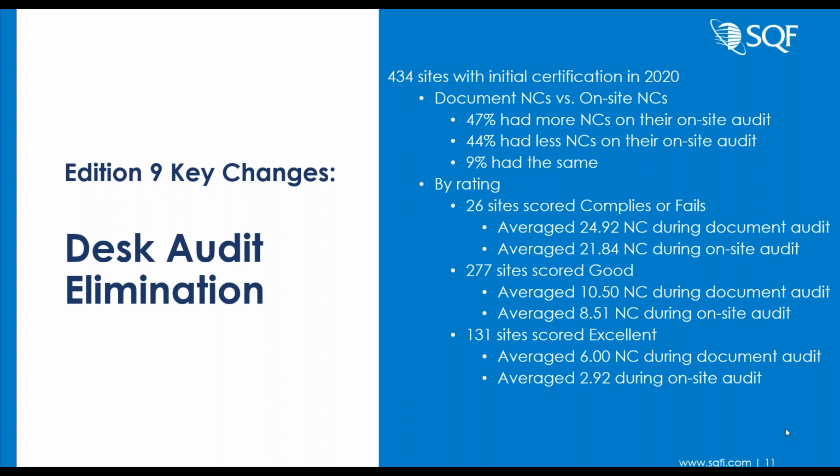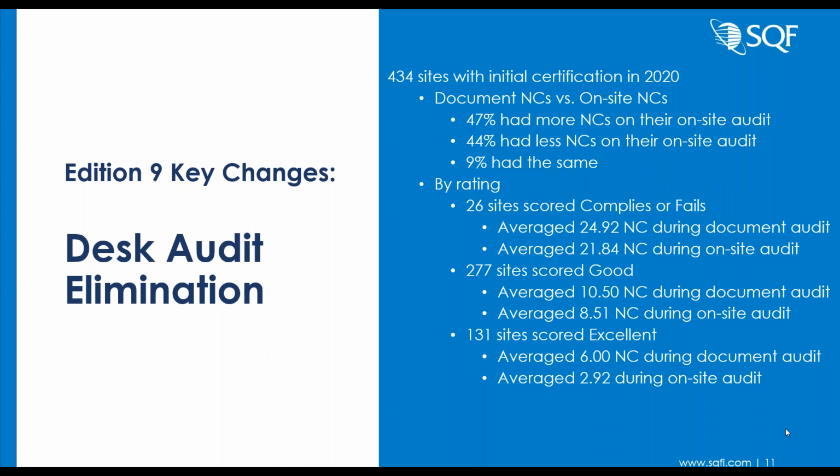The argument that I was getting was that the desk audit was like free non-conformances that they could fix before they're on-site, and then they wouldn't get those non-conformances on their on-site. So we've now taken that away from them. So when I looked, actually 47% of the sites had more non-conformances on their on-site audit than they had originally gotten on their document audit. Now, obviously, a lot of those would have been different non-conformances, but still, they had more on their on-site. And then 44% had less, 9% had about the same, or had the exact same.